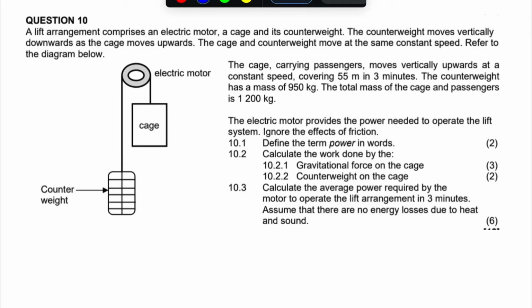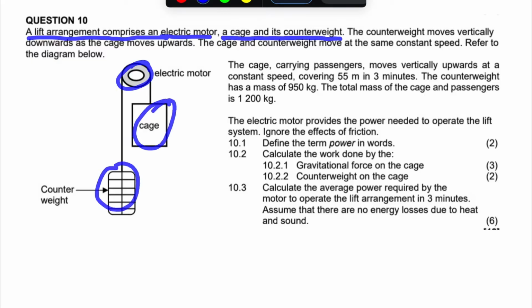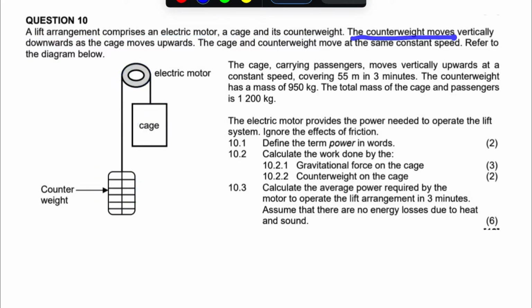Good day, guys. This is the work, energy and power question. It has to do with the lift or the vertical motion. It says a lift arrangement comprises an electric motor, a cage and its counterweight. The counterweight moves vertically downwards as the cage moves upwards.